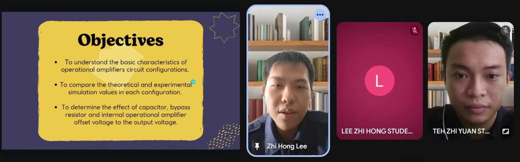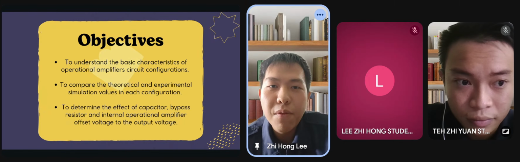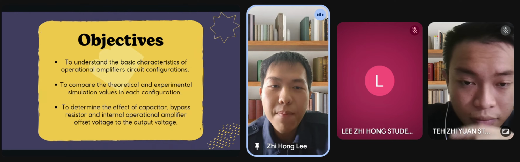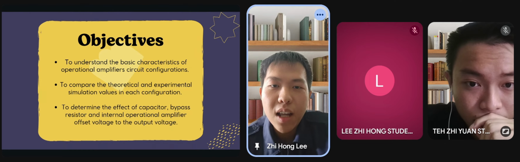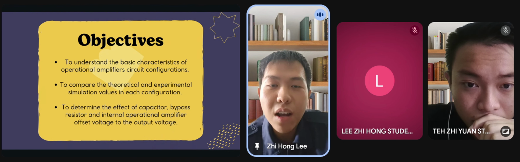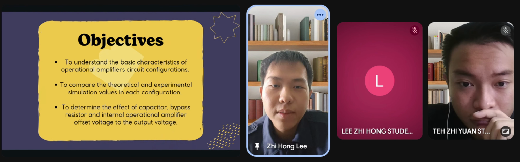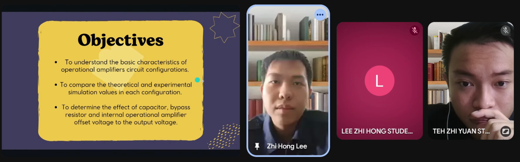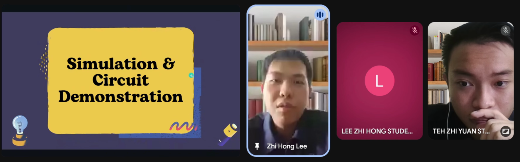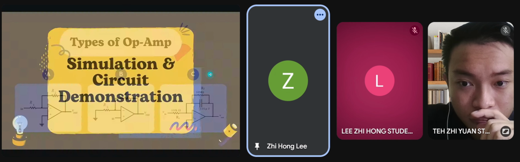Now is the objective. The objectives of this lab were to understand 5 op-amp configurations, compare the theoretical and simulated results, and determine the effect of non-ideal components. Now we will go through simulation and circuit demonstration.